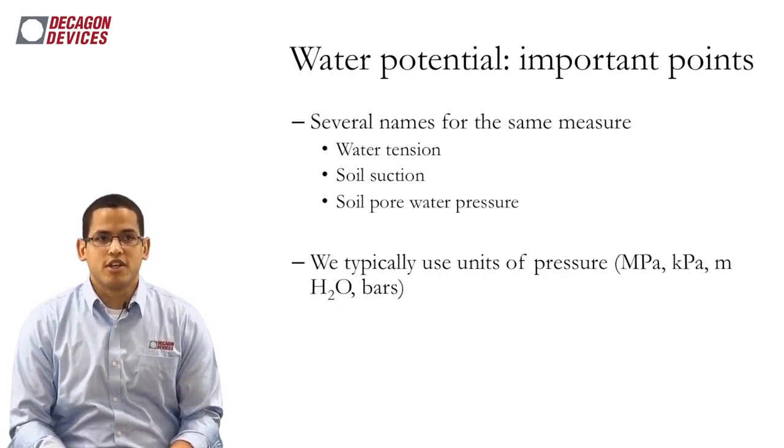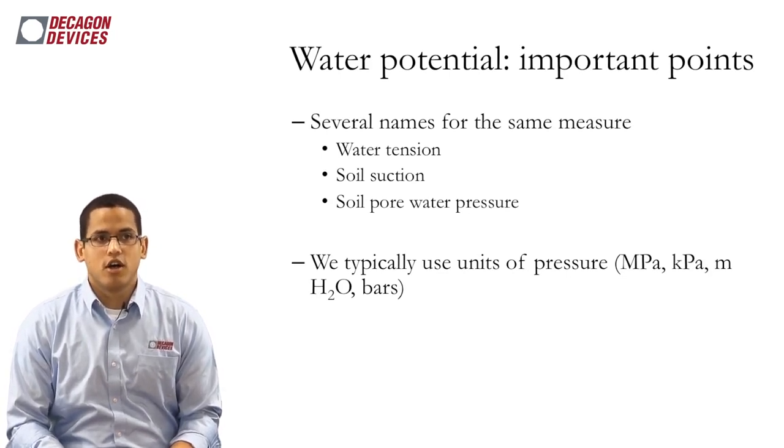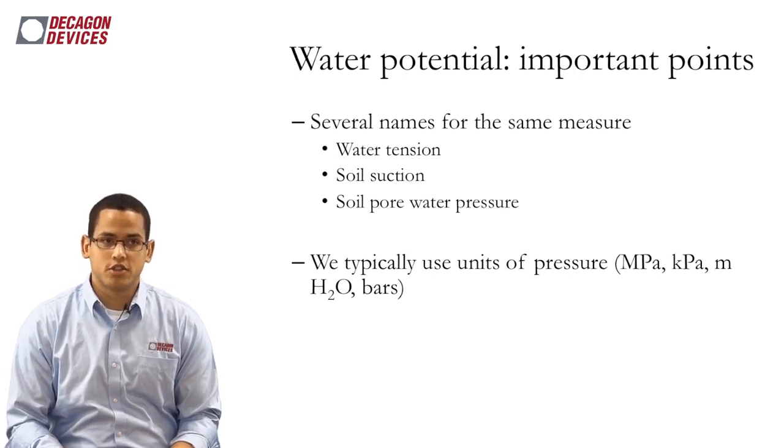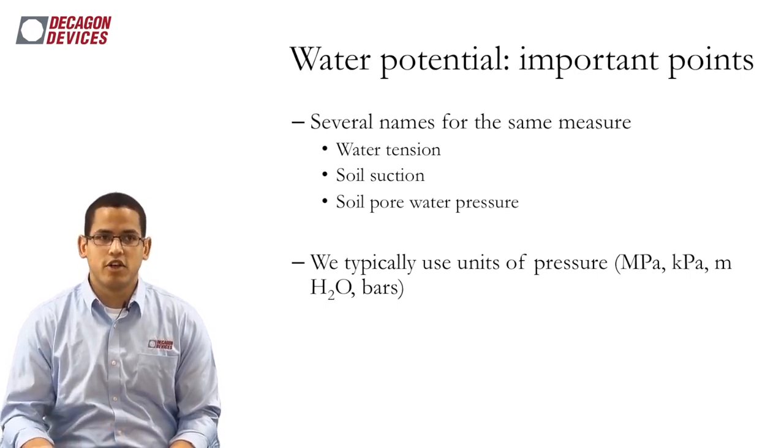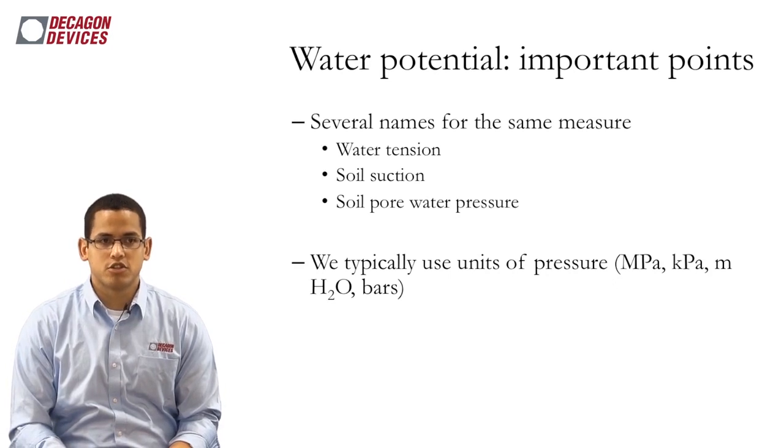Some other important points. One thing to understand is there are several names for the same measurement. Typically when we talk about water potential, we're talking in terms of negative units. Other terms that are used are water tension, soil suction, and soil pore water pressure. These are the same measure, but typically they are the opposite value. For example, a water potential of negative 33 kPa, in terms of soil suction or water tension, would be positive 33 kPa. We're essentially talking about the same thing, it's just displayed differently.